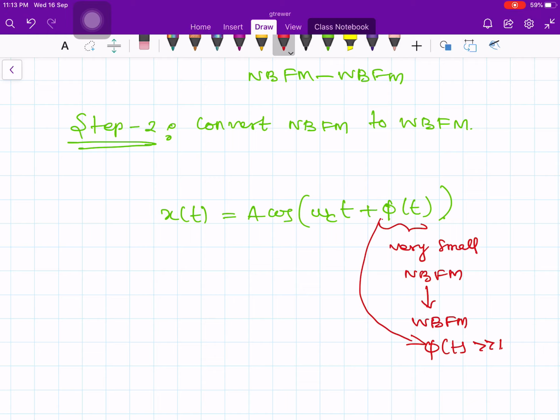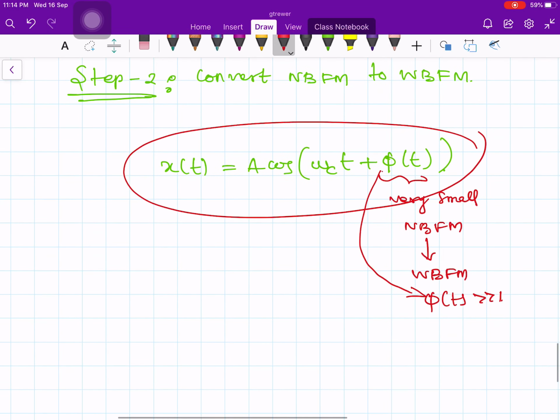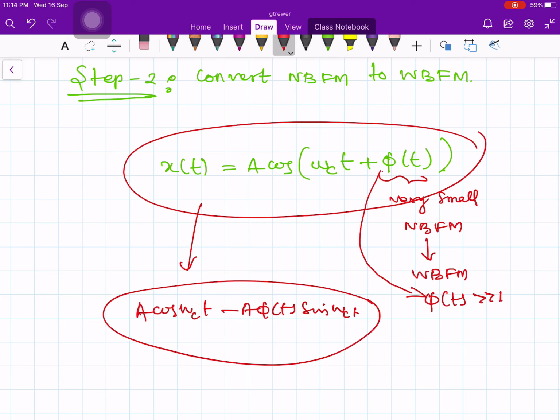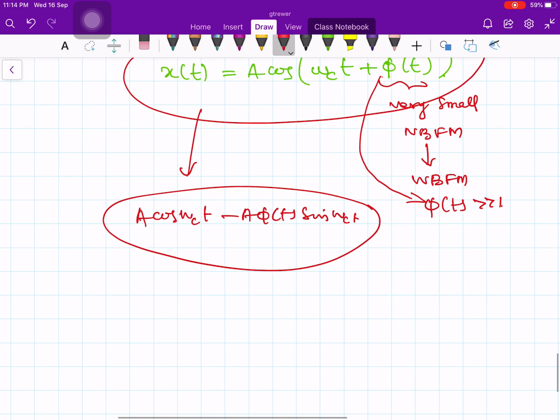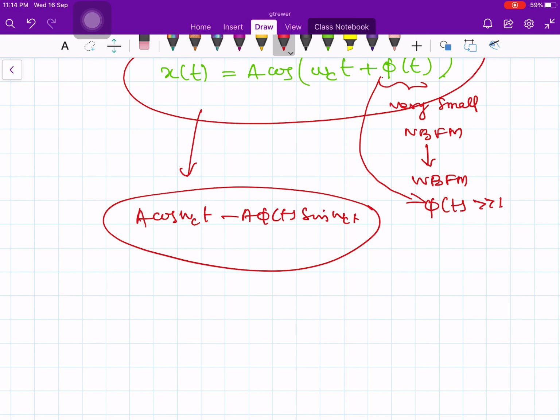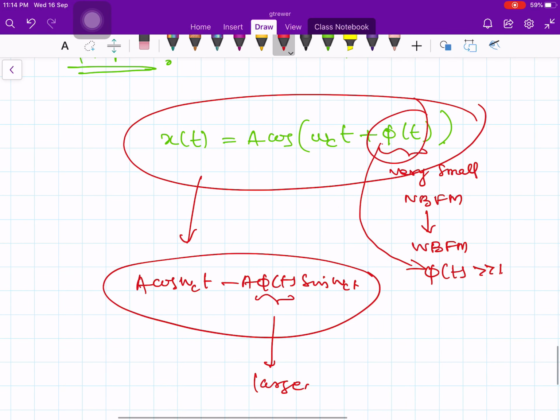So what I have with me is this signal that I have generated. Maybe if I approximate this, A cos omega ct minus A times phi of t times sin omega ct. This is what I generated. Now I need to somehow make this phi of t a large value. Why should I do that? Because I need a wideband FM signal, right? So how do I convert this argument to a bigger value? Look here, this argument I should somehow make a large value.